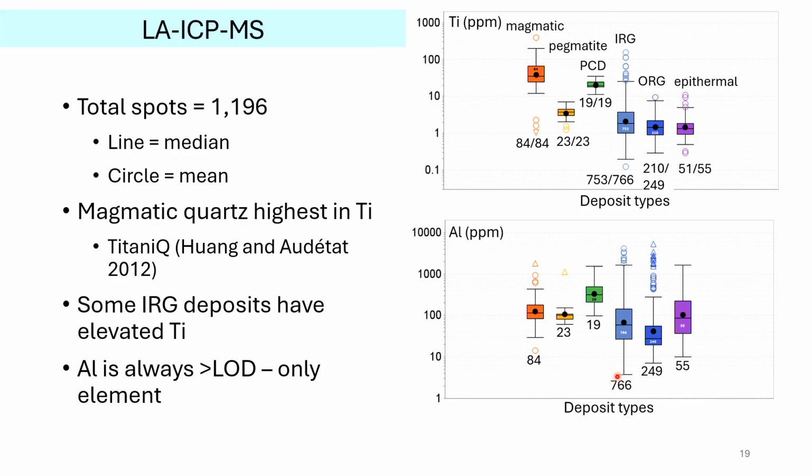And then let's just show you aluminum, which was the only element that was above the detection limit in every single case. Don't really see much variation, although there is quite a bit of a spread within the orogenic samples.